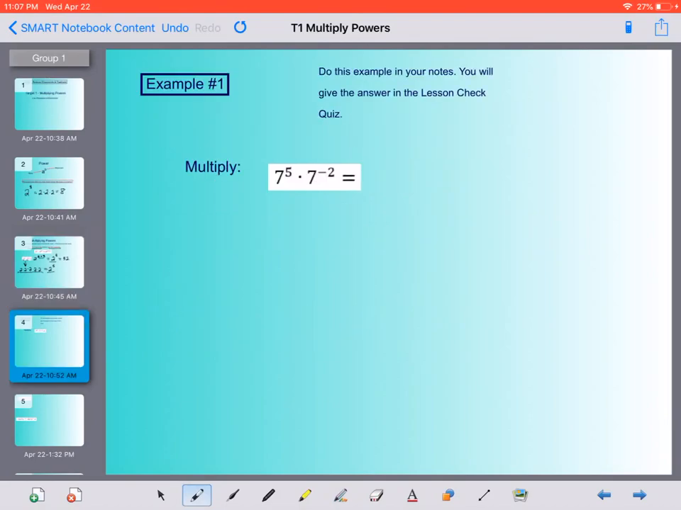Okay, this is example 1. I want you to do this example in your notes. You will give the answer in your lesson check quiz. You can go ahead and pause the lesson and then continue when you're ready.